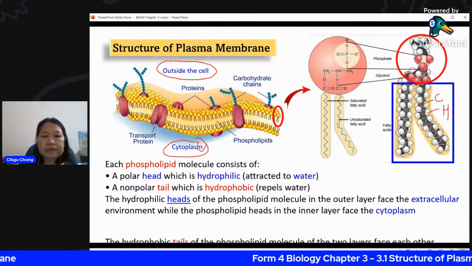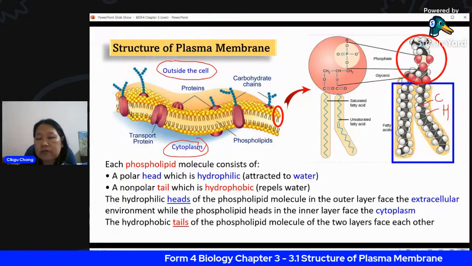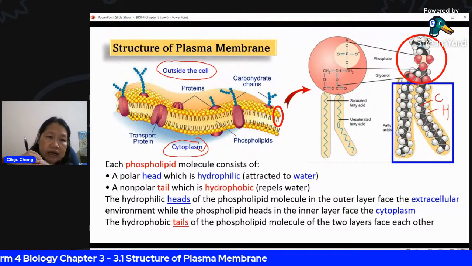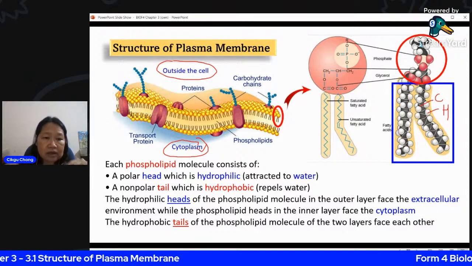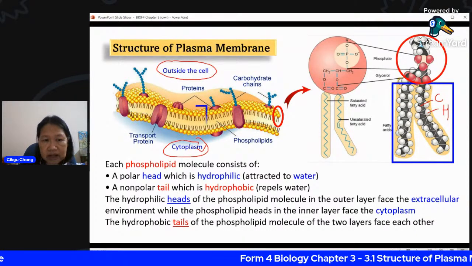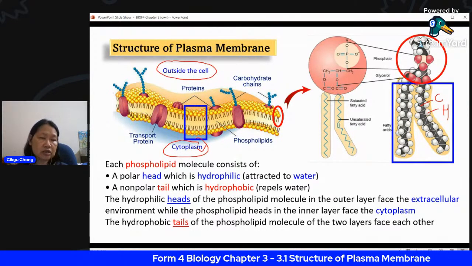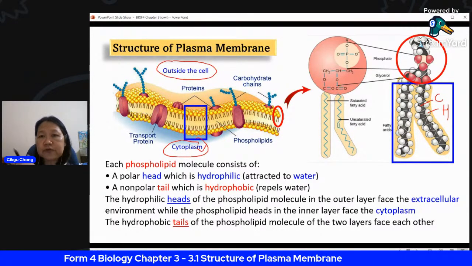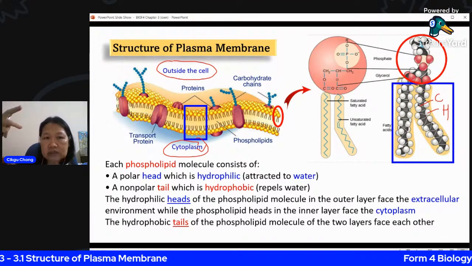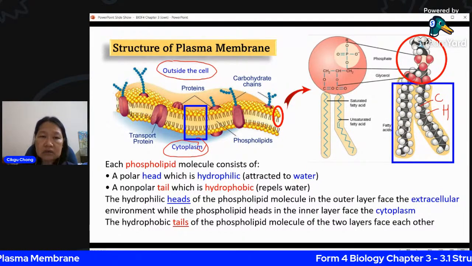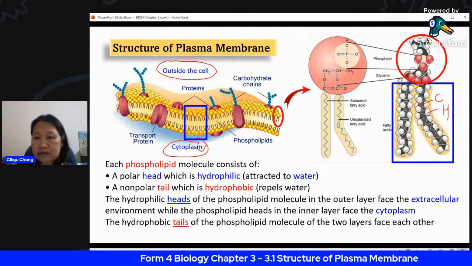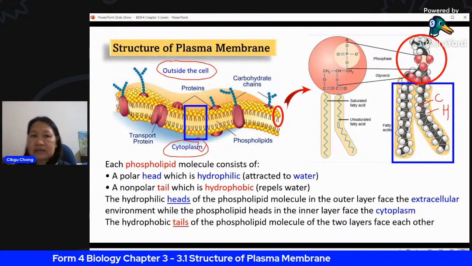Next one. While the hydrophobic tails are in between, on the inner side. The tails are facing each other in between. And this is how we get the phospholipid bilayer, because you need two of them. The head facing out and another head facing the internal side of the cell, with the tails facing inside, facing each other. Clear, right? So this is simple.